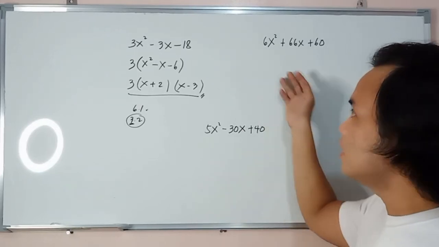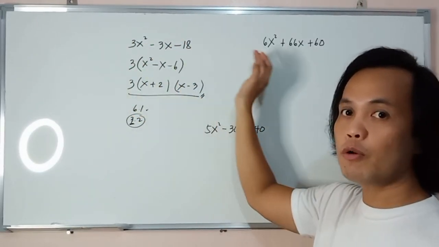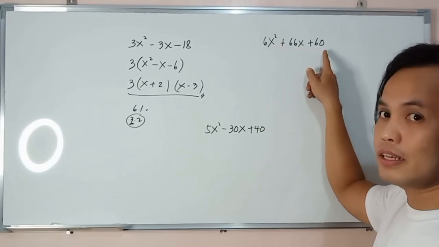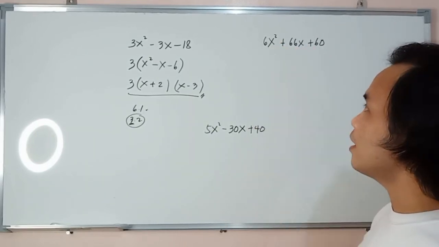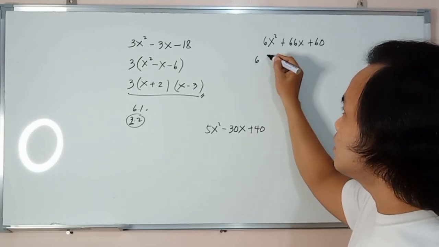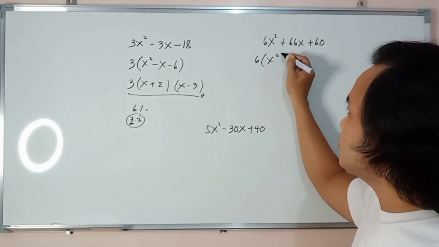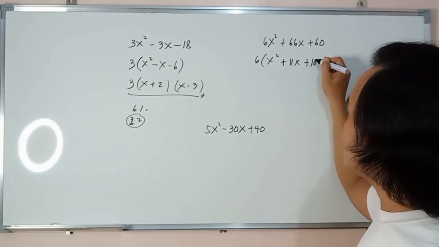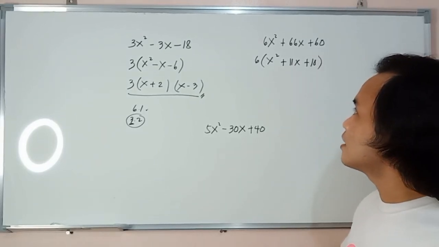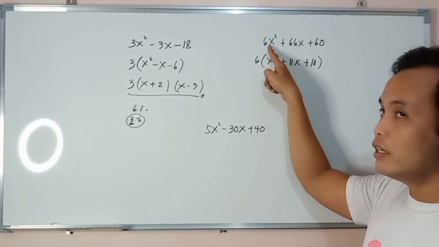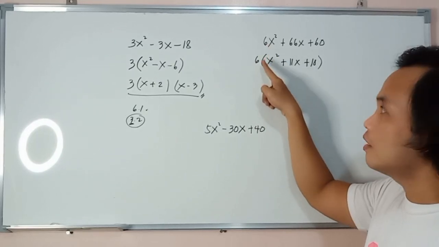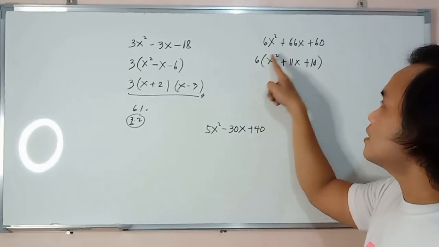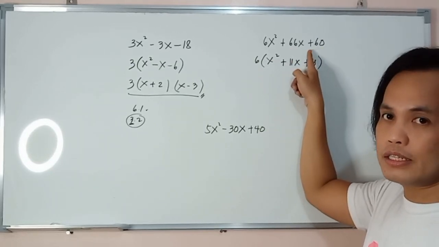Next example, similar to the concept here, we have the common monomial factor. We have 6x squared plus 66x plus 60. So our common monomial factor shall be 6. What remains is x squared plus 11x plus 10. So that is 6 times x squared is equal to 6x squared. 6 times 11x is equal to 66x. 6 times 10 is equal to 60.